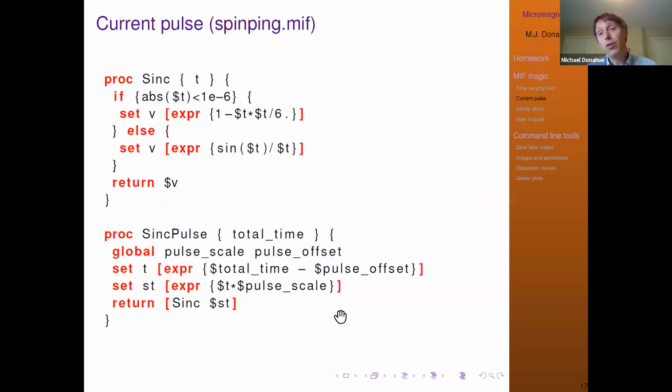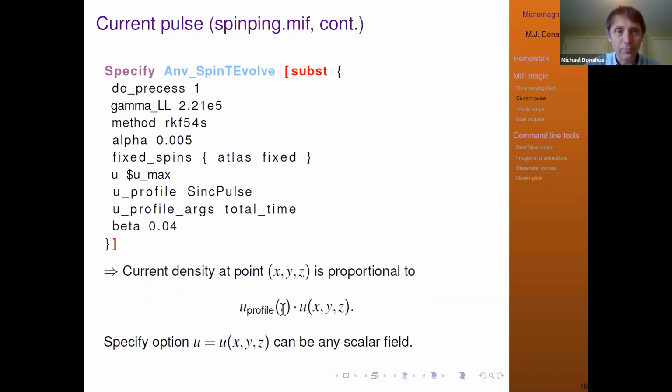Okay, just like you can have a time varying applied field, you can also have a time varying current for things like the spin transfer evolver. And this is the same sort of thing. I set up a sinc pulse here, just like before. This one does not need a time derivative, okay? So that's a little bit simpler.